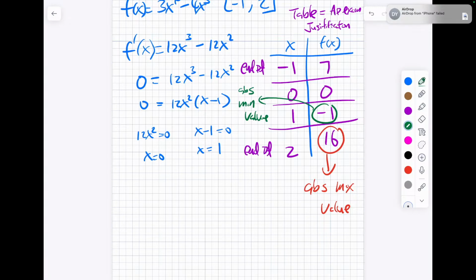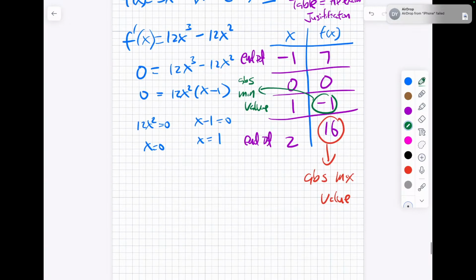What time do we get off here? F of x is right here.